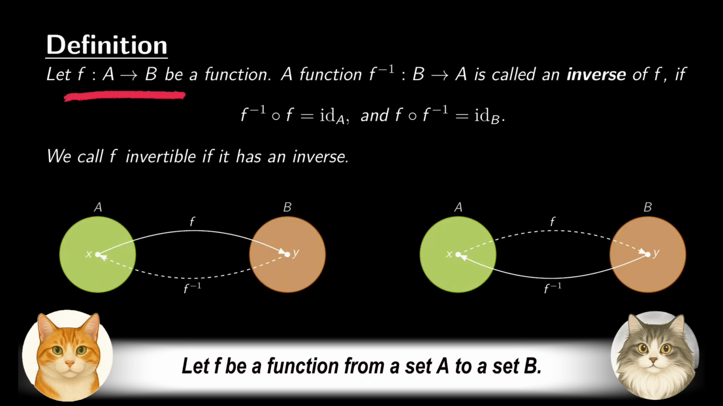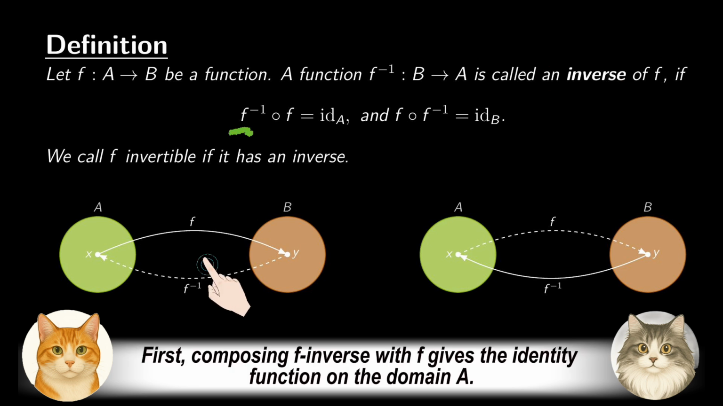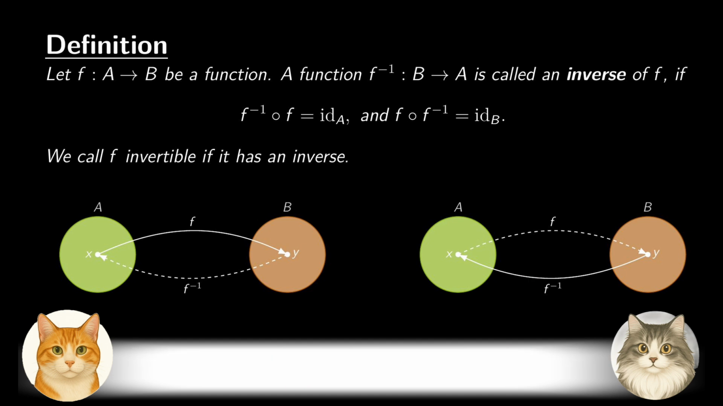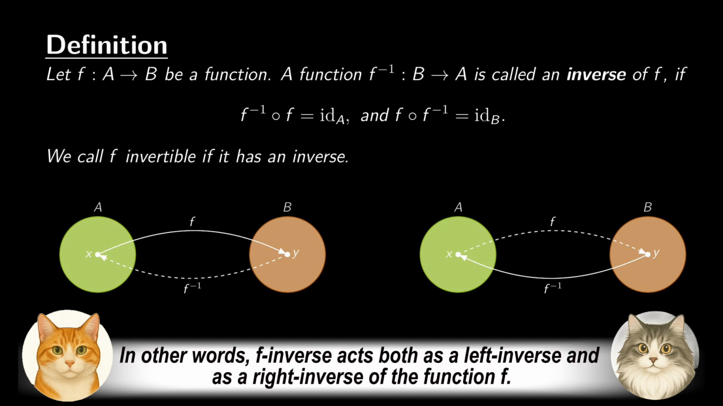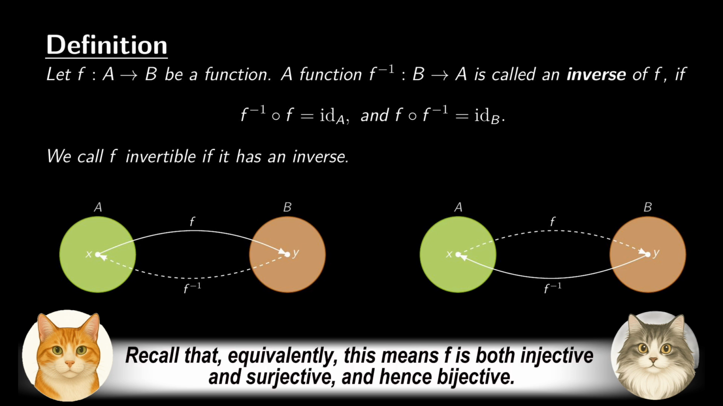Let f be a function from a set A to a set B. We call a function from B back to A the inverse of f, if both of the following hold. First, composing f inverse with f gives the identity function on the domain A. Second, composing f with f inverse gives the identity function on the codomain B. In other words, f inverse acts both as a left inverse and as a right inverse of the function f. Recall that, equivalently, this means f is both injective and surjective, and hence bijective.